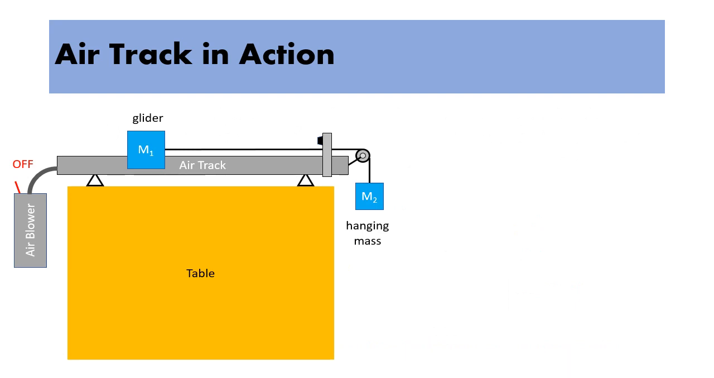The following schematic will show the air track in action. When the air blower is switched on, it pumps air through tiny holes along the air track. This creates a cushion of air under the glider that allows it to move almost frictionless along the air track.